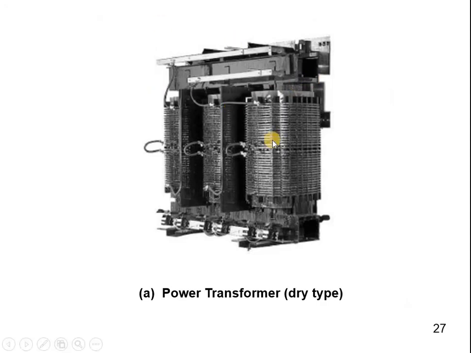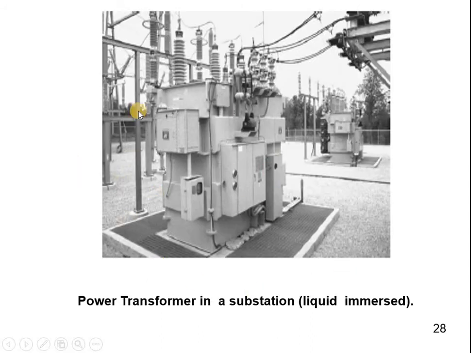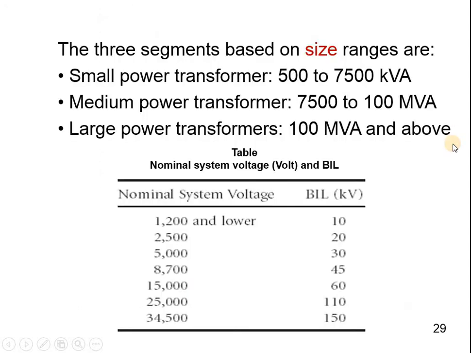The power transformer in a substation. So this is the tri-type power transformer. The function of a power transformer is that it can either step up or step down. This is the power transformer in a substation. It is called liquid immersed. So you can easily see this is a bulky power transformer.